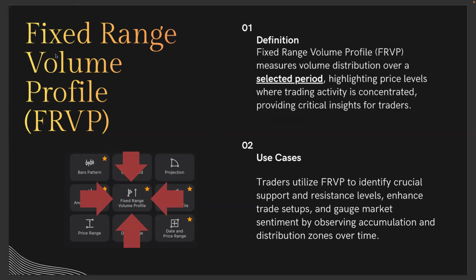The one that I use the most is fixed range volume profile, or FRVP. It looks like this in TradingView, and you can find it on the left side under the tools. It's not an indicator, this is a tool. As it says here, it measures the volume distribution over a selected period, highlighting price levels where trading activity is concentrated. So you have to manually mark the area of which you want to measure the volume profile.